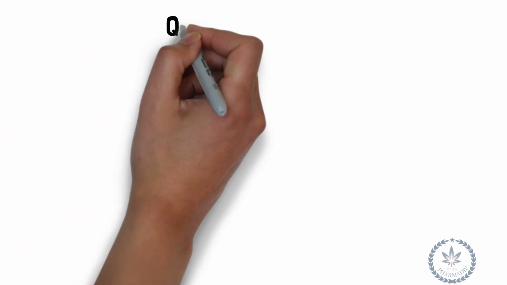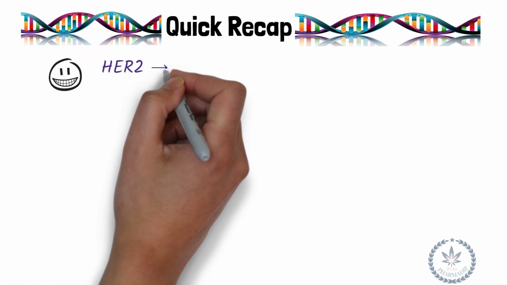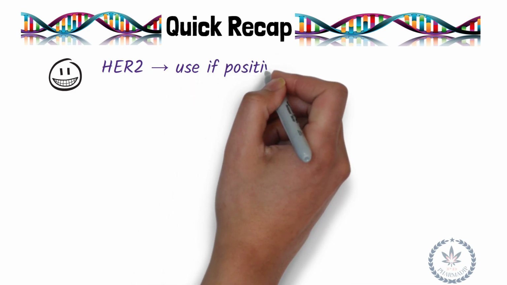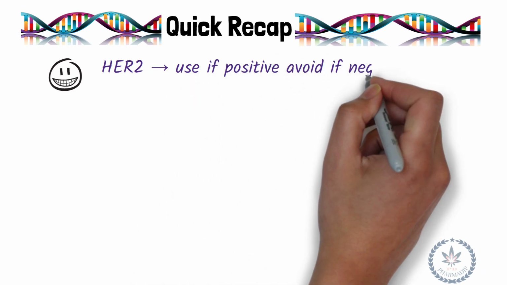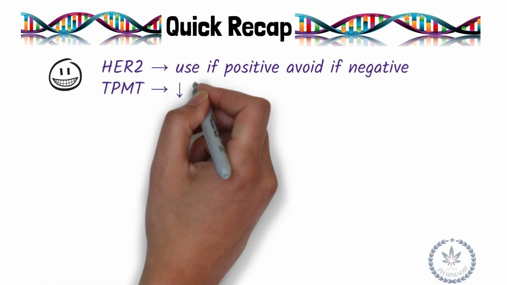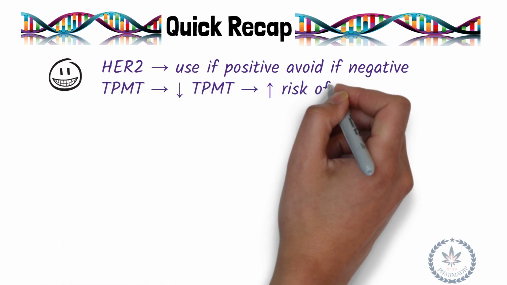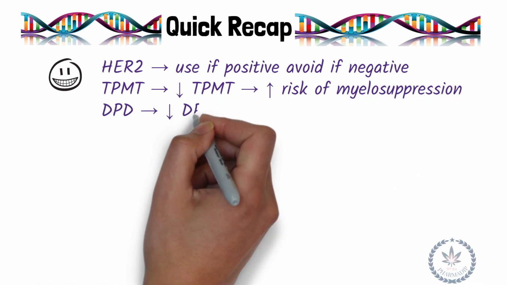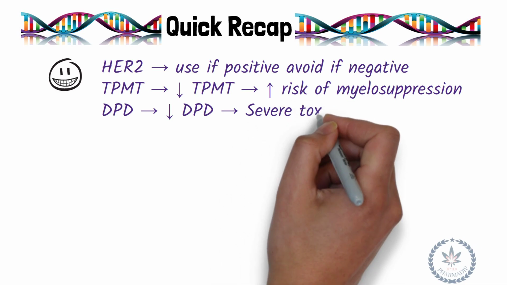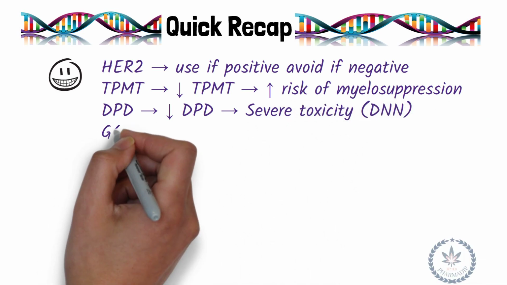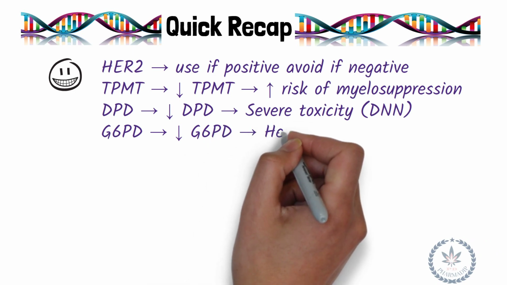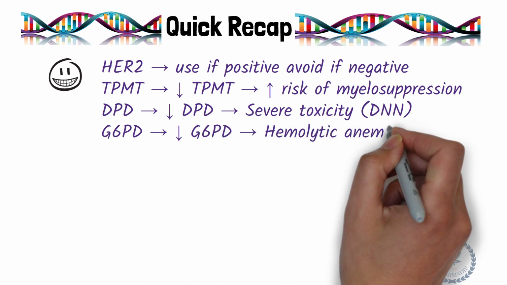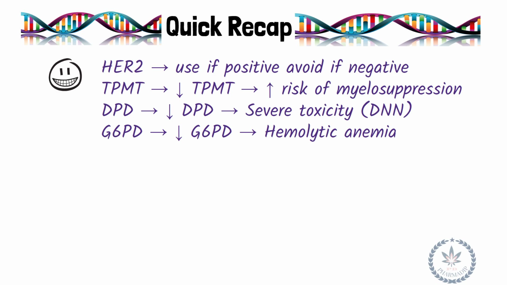Now the easiest way to remember is HER2. Use the drug if the individual is positive for HER2 and avoid if negative. TPMT: reduced TPMT means increased risk of myelosuppression. DPD: in individuals with reduced DPD, expect severe toxicity, DNN, that is diarrhea, neutropenia, and neurotoxicity. G6PD: individuals with reduced G6PD activity are at risk of hemolytic anemia.